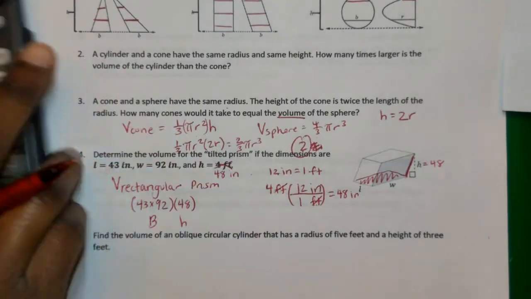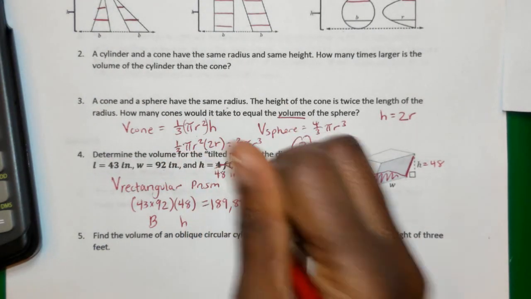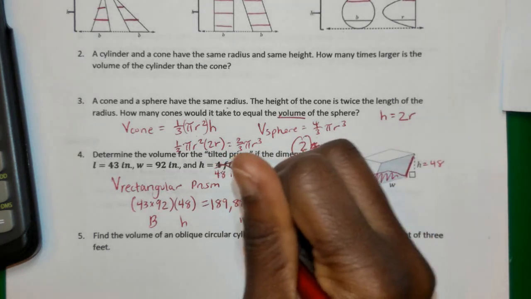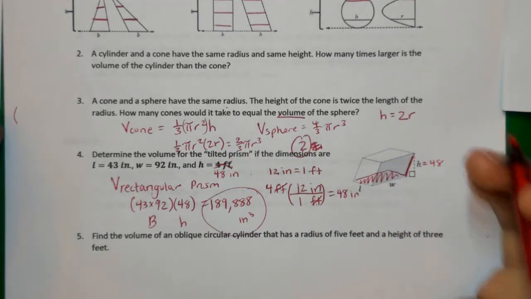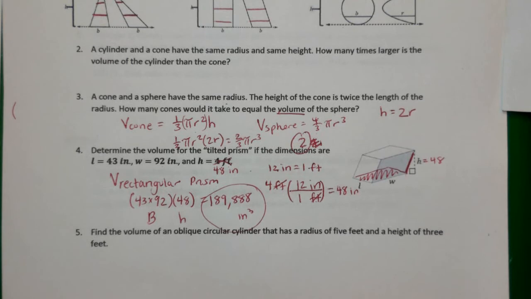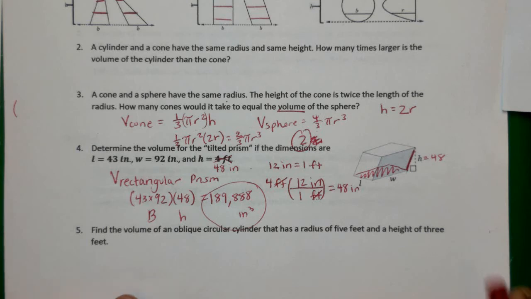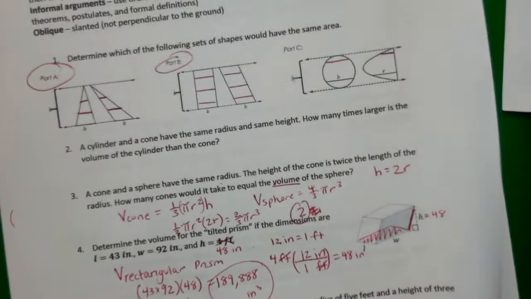189,888. And it's inches cubed. Okay, so just be careful that all your units are the same. All the measurements, linear dimensions, are in the same units. If not, then just convert them to the same. Okay, so I'll let you do number 5 and 2 on that page. Going to the next page for geometric design.